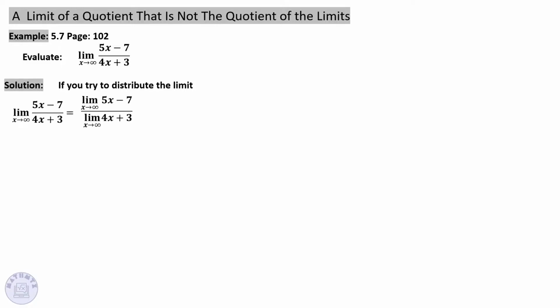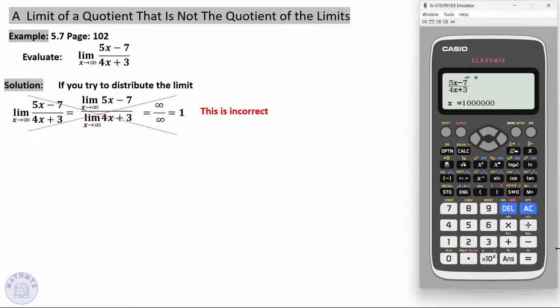All right, here's an example. Limit as x approaches infinity of 5x minus 7 over 4x plus 3. In this example, if you try to distribute the limit to the top and the bottom, then these polynomial functions will approach infinity, and this is wrong. To prove that this is incorrect, I will solve the question using the calculator, and you can see when you substitute a value like 1 million for x, the value approaches 1.24, which is approximately 5 over 4.